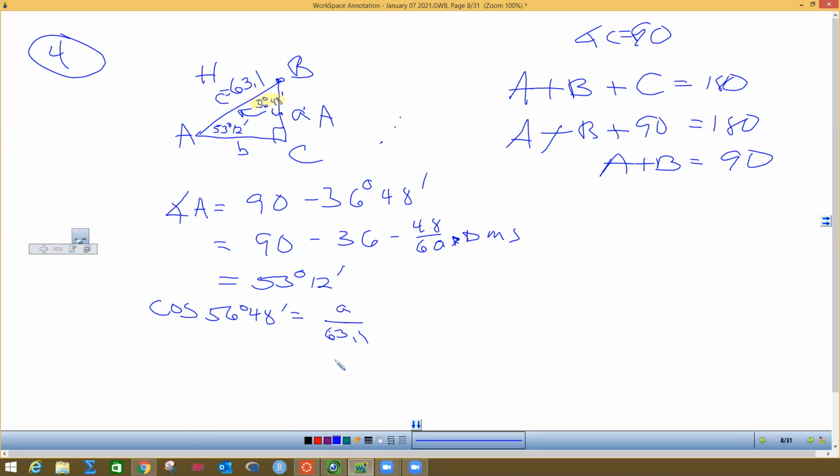So now we're going to get little a, and you're going to type in your calculator 63.1 times the cosine of 56 degrees, 48 minutes. Now again, I would type in 56 plus 48 divided by 60. If you notice, when I had a negative, I had to make both these minuses, right? Because the whole thing's negative. Since this is positive, I make it a plus there. I think this is faster than typing in with degrees and minutes symbols. So take 63.1 times cosine of 56 plus 48 over 60.